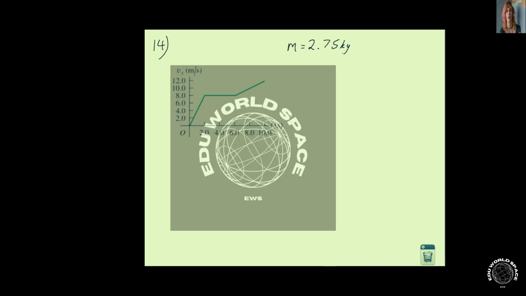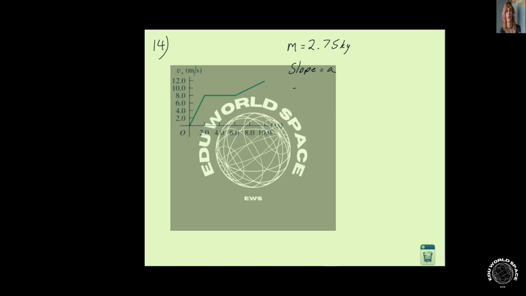So first we have to understand, what can I get from a velocity versus time graph? Remember that the slope of a velocity versus time graph gives you the acceleration. So slope equals a. The area underneath the velocity versus time graph will give you the displacement, but they're not asking about that this time.